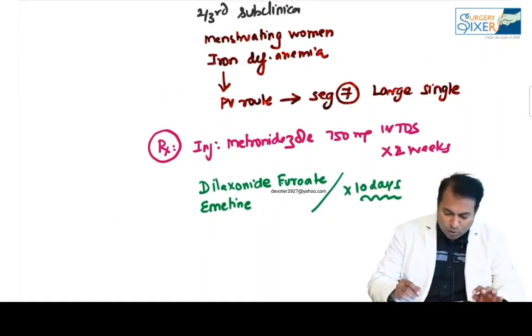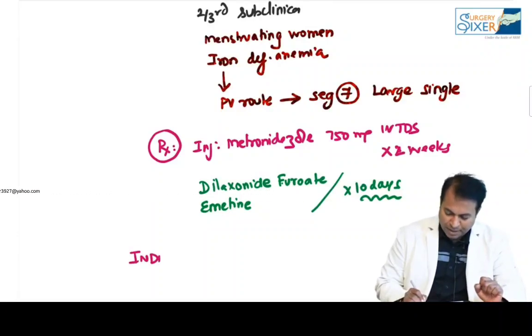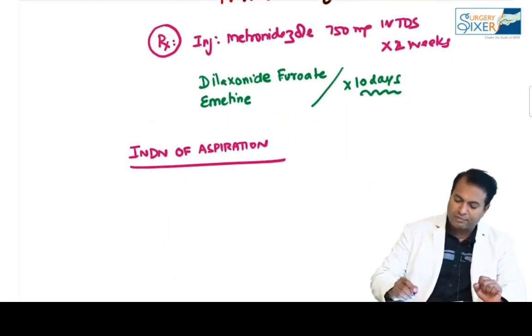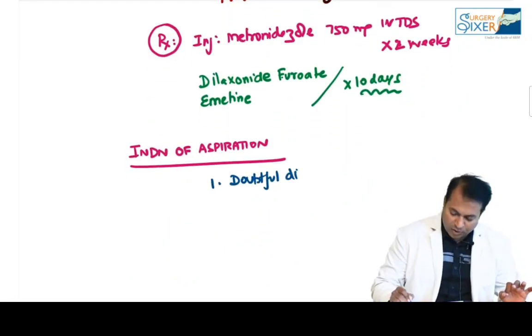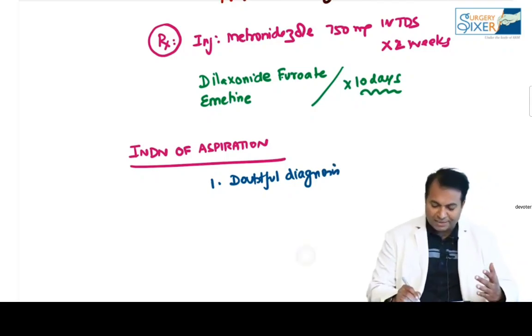And now comes the question: when will you aspirate an amoebic abscess? Indications of aspiration of amoebic liver abscess. Please remember, number one, the main reason is when you have a doubtful diagnosis. When we don't know whether it is amoebic or pyogenic, better take the risk and go for aspiration.